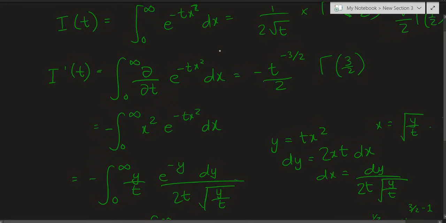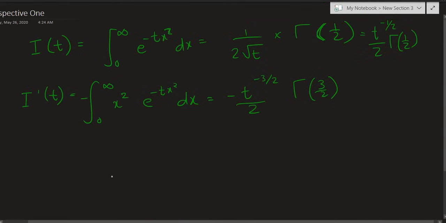Let's go further now. So now let's again differentiate with respect to t. Let's again differentiate I prime of t with respect to t. So we have I double prime of t now. So it's the derivative of this thing, which will be, well, if we differentiate this again we'll have an x squared, negative x squared come down. That negative and this negative will cancel out, and we'll have x squared times x squared, which is x to the 4th, and we'll have this exponential term as it is, e raised to negative t x squared dx.